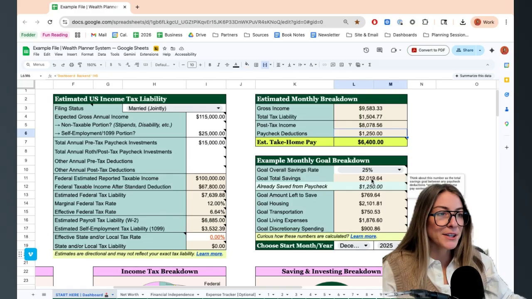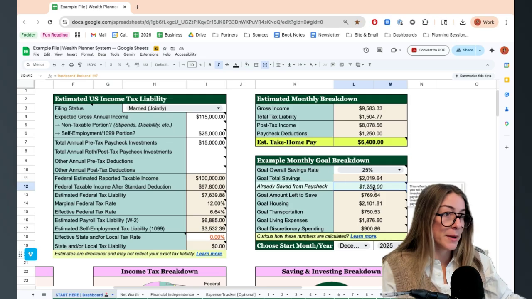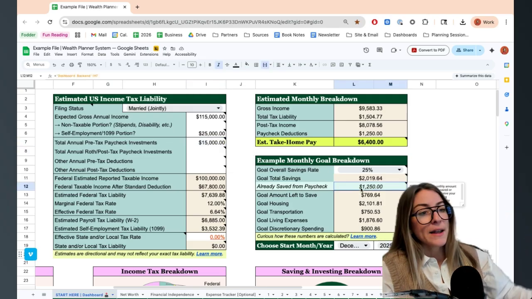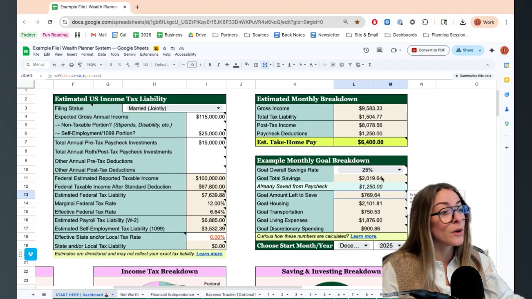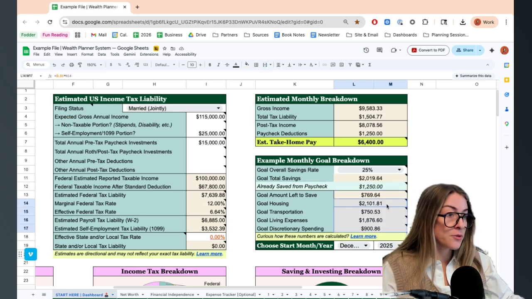So it's going to tell you, all right, this is the goal, right? This is how much you want to save total per month. This is what you've already saved from your paycheck. It's going to look at these paycheck investments over here. So cool, knock that out. The amount that you have left to save that you are responsible for in order to hit a 25% post-tax savings rate is $769. Then it's going to break down the rest of this for you proportionally depending on what you click here.